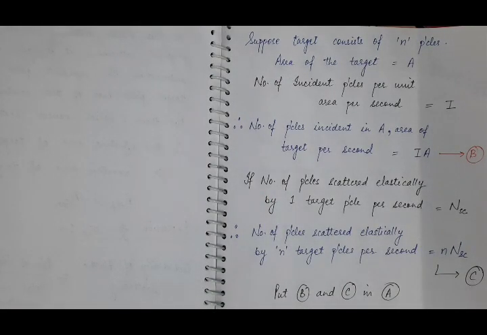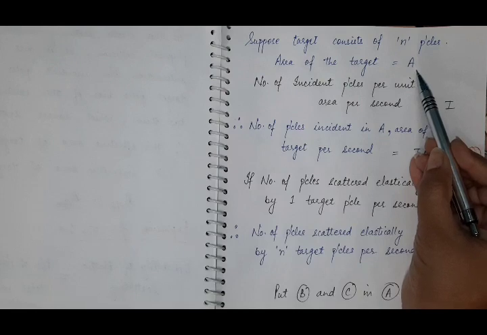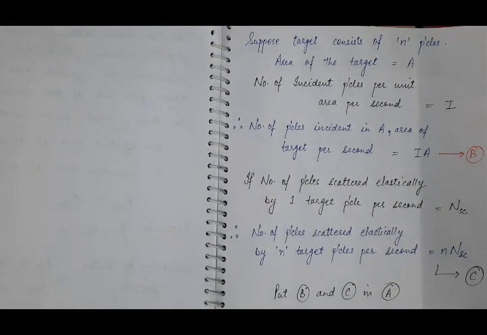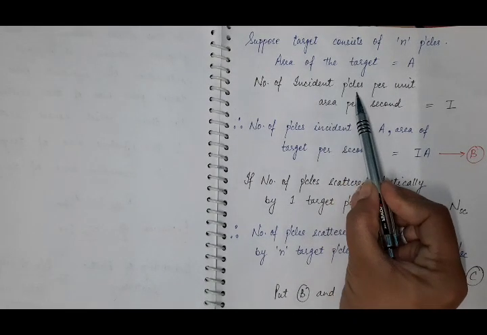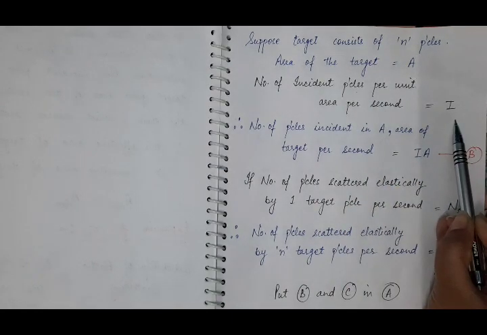So now we will have incident particles and target particles. Now we don't have a single target particle. Now the target consists of n target particles. And suppose the geometric area of the target is capital A. Now we'll discuss how many particles we will incident on this system of target particles. Suppose the number of incident particles per unit area per second is I.